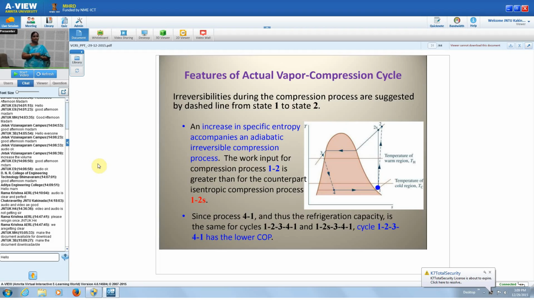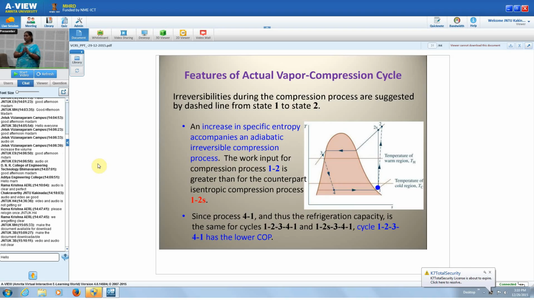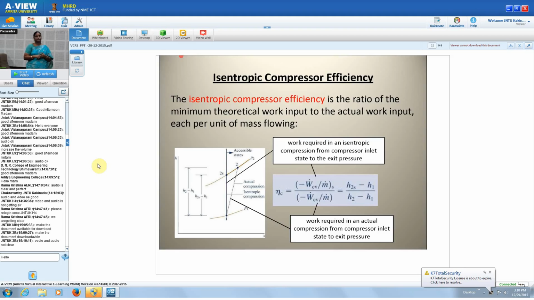So the process is actually 4-1. The refrigerating capacity is the same for the two cycles, 1, 2, 3, 4, 1 and 1, 2s. Even though the compression is polytropic, the refrigerating effect is constant. There is no change in the refrigerating effect, but the work input will be more. Because the refrigerating effect is the same and the work input increases, COP again decreases. So this is about the isentropic efficiency of the compressor.